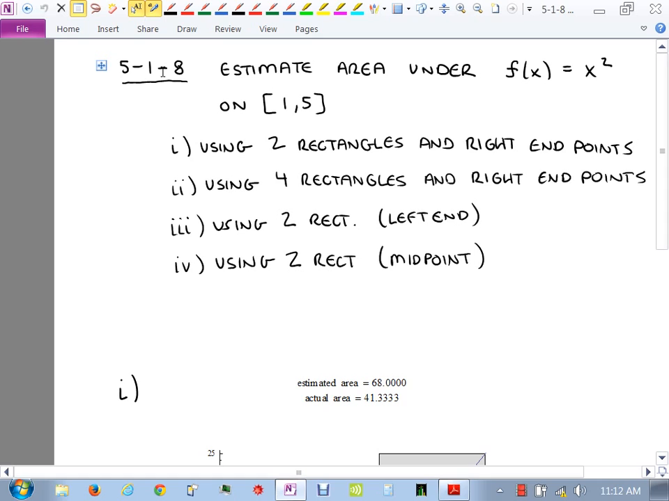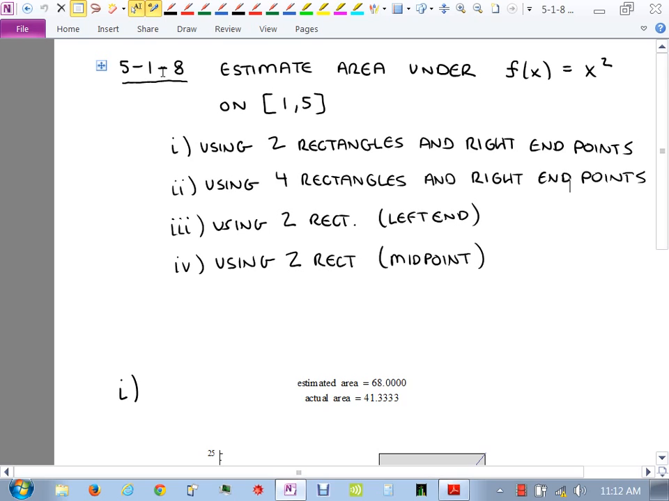The first way, we're going to use 2 rectangles and use the right endpoints to form the height of our rectangles. Then we're going to do 4 rectangles. Then 2 rectangles using the left endpoints, and then 2 rectangles using the middle. We're going to do all that by hand. Then we're going to come up with a formula for n rectangles, then let the number of rectangles go to infinity, and we're going to get the true area.